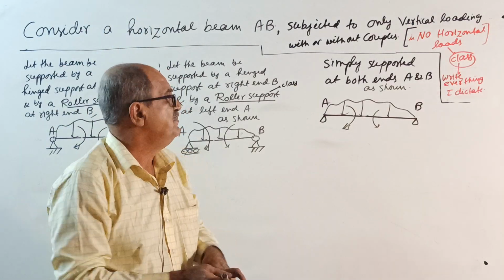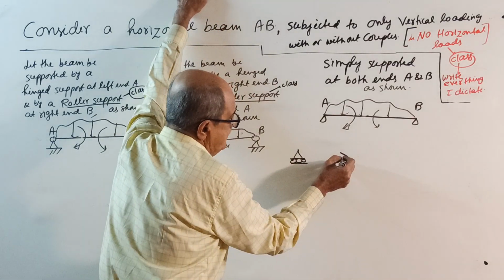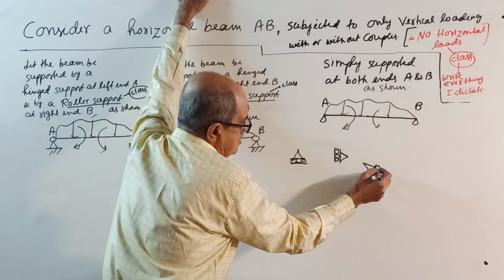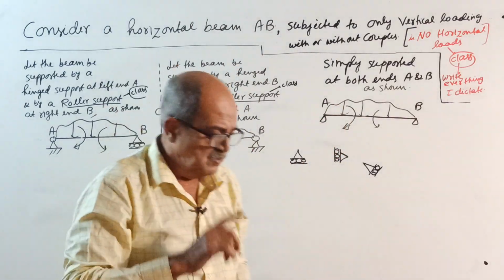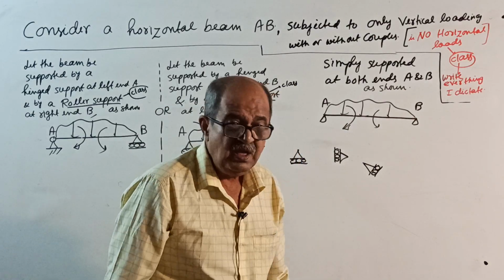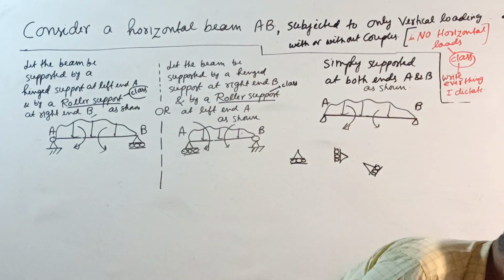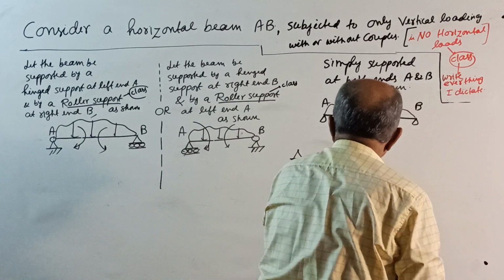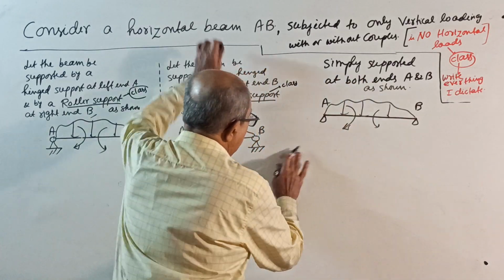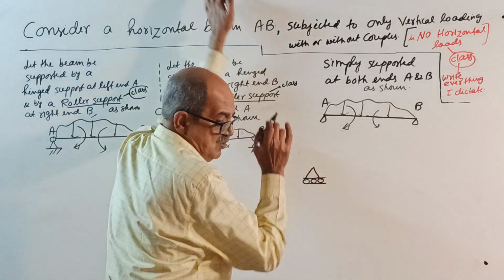See, a roller support can be like this or like this, as in some truss problems, or it can be inclined. But right now, for our discussion, the roller support we are going to consider is in the horizontal plane. Make a note. That is, the roller we are considering is like this.